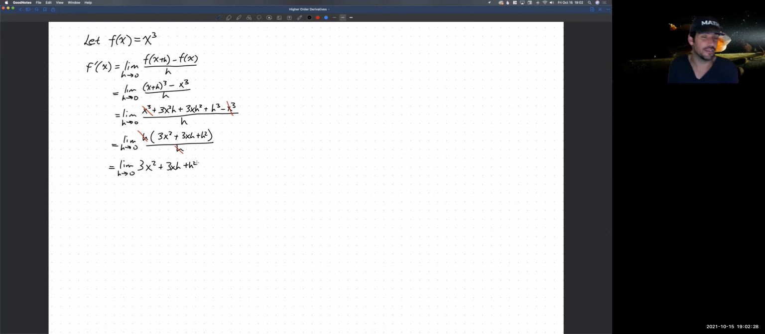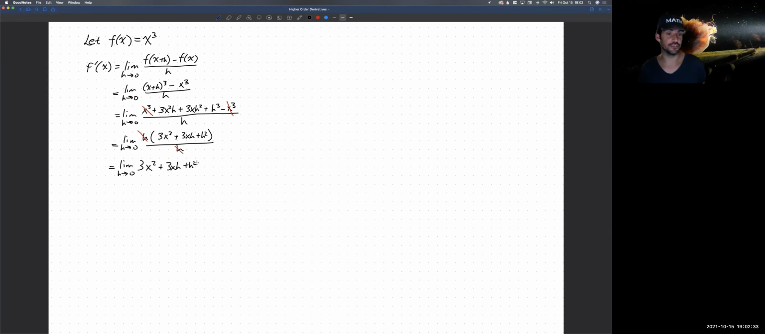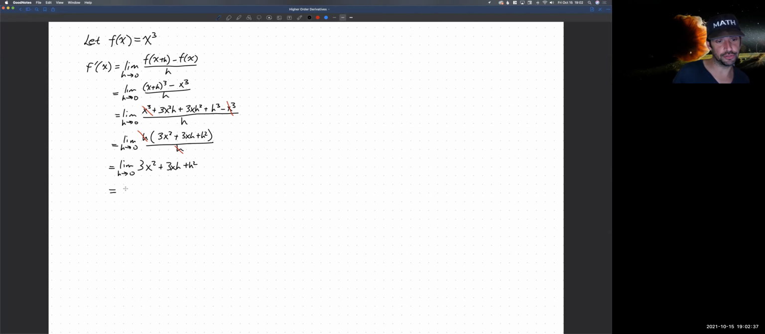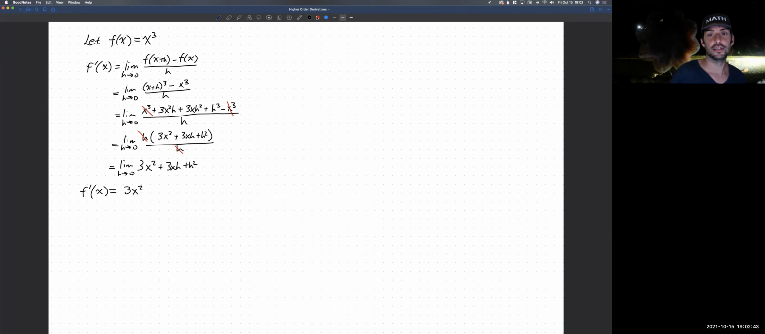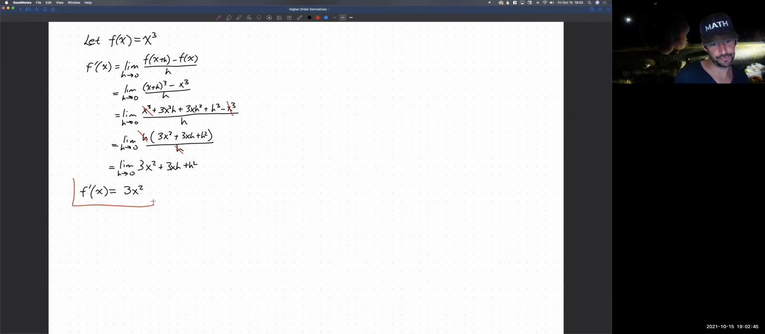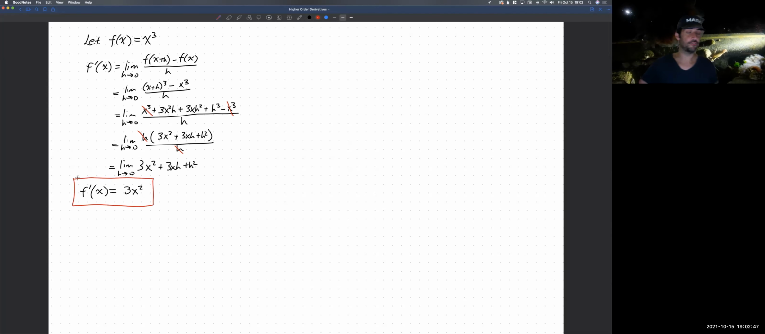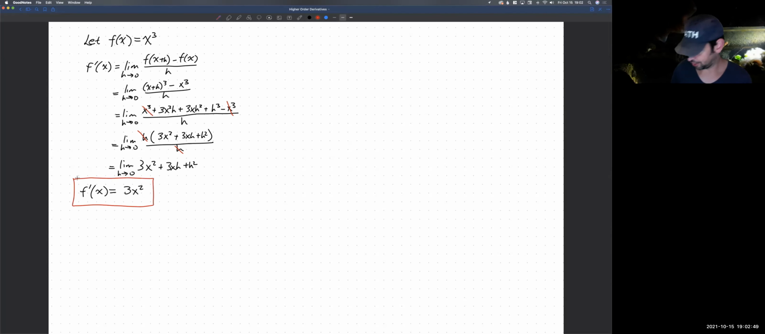A polynomial in h. We're thinking of h as the variable here for the limit. And we can just plug in 0 for h since it's a polynomial. So those last two terms disappear and we get 3x squared. So here we have f prime of x is equal to 3x squared. Okay. So what does this function do, right? So this is our idea that the derivative can be thought of as a function.